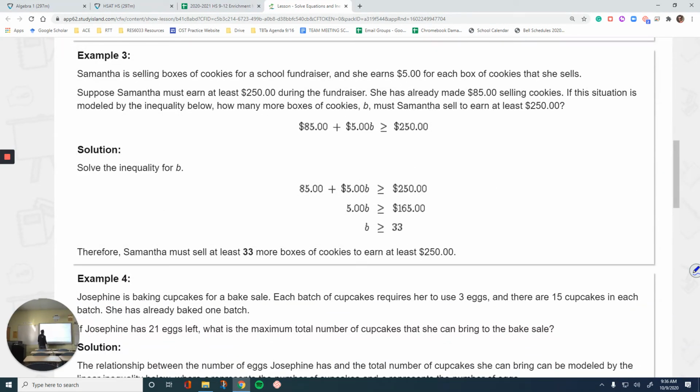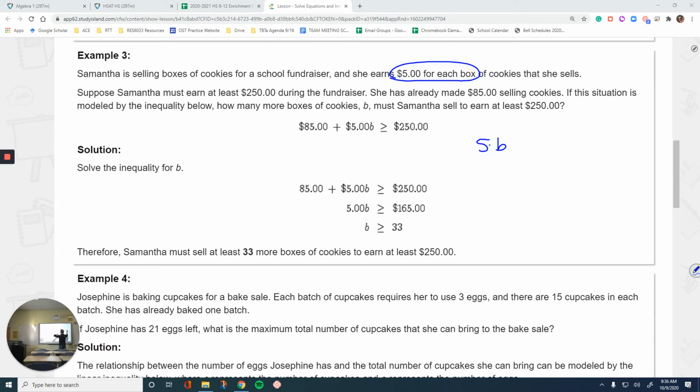Now, Samantha is selling boxes of cookies for a school fundraiser, and she earns $5 for each box of cookies. So $5 for each box, right? So 5b. I don't know how many boxes she has. Suppose Samantha must earn at least, now that's my keyword, indicating that I do not have an equation anymore because it doesn't say equal. It doesn't use the word is. It says at least. If it is at least that much, it could be equal to that number, or it could be more than that number.